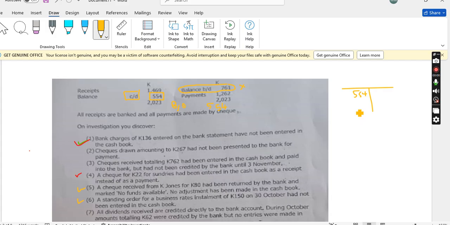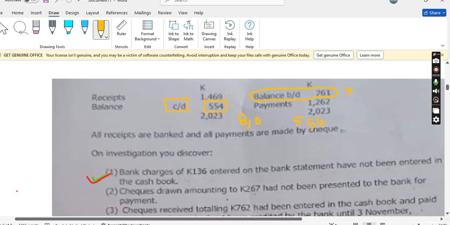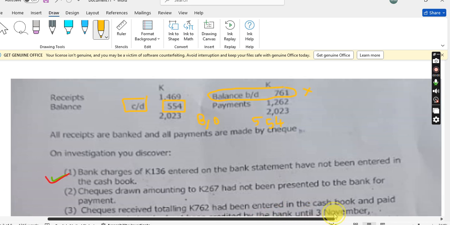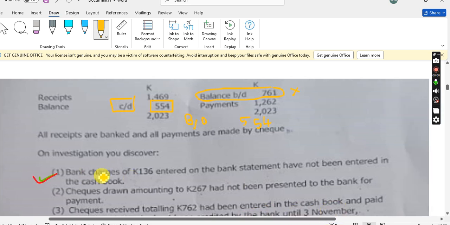Now we'll start looking at the transactions to see which ones were missed out in the cash book, and which ones were missed out in the bank statement. They've told us here: bank charges of 136 entered on the bank statement have not been entered in the cash book.